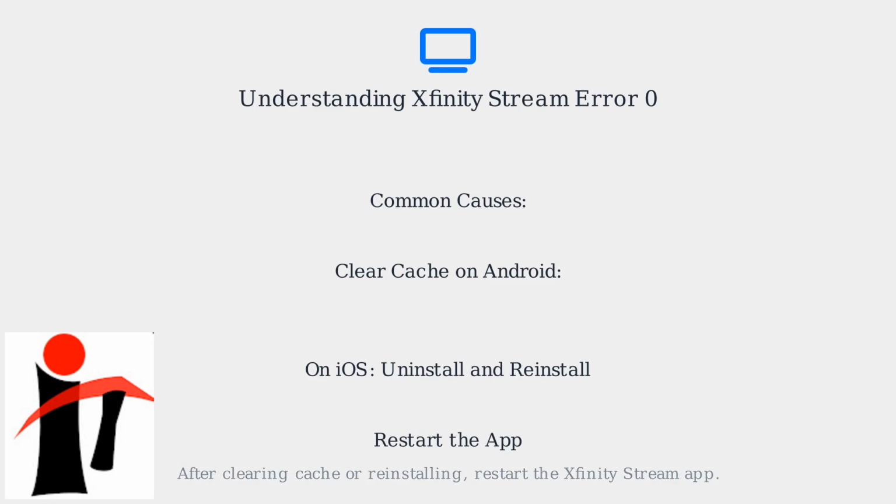If the error persists, ensure your device is connected to a stable internet connection with at least 25 megabit per second, as recommended by Xfinity. Rogers customers in Canada should also ensure they are not using a VPN that might interfere with location verification. If these immediate steps don't resolve the issue, proceed to updating the app.